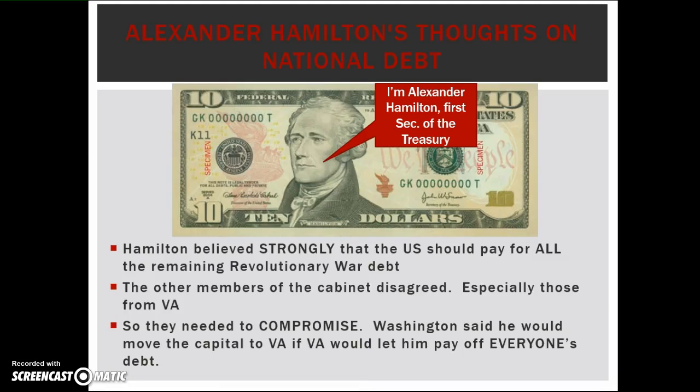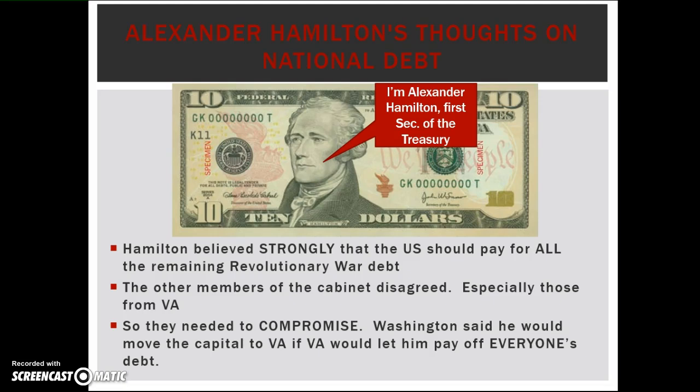One of the men that Washington picked to serve on his cabinet was Alexander Hamilton. Alexander Hamilton is now known as the guy on the $10 bill. But Hamilton was picked to be the Secretary of Treasury by Washington. This made him the man in charge of all of our country's money.